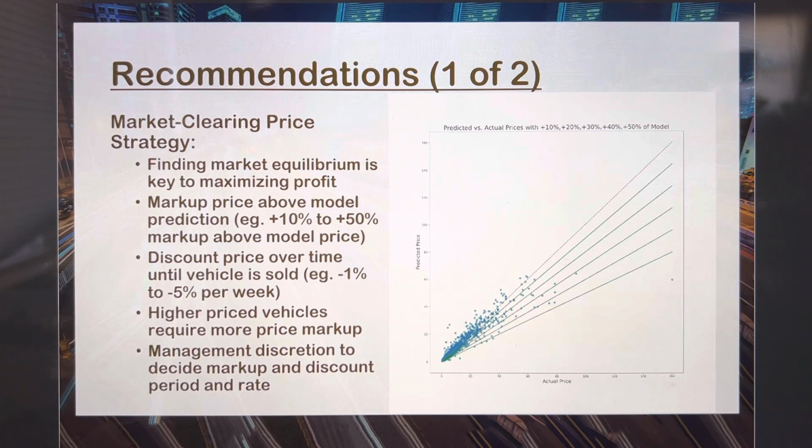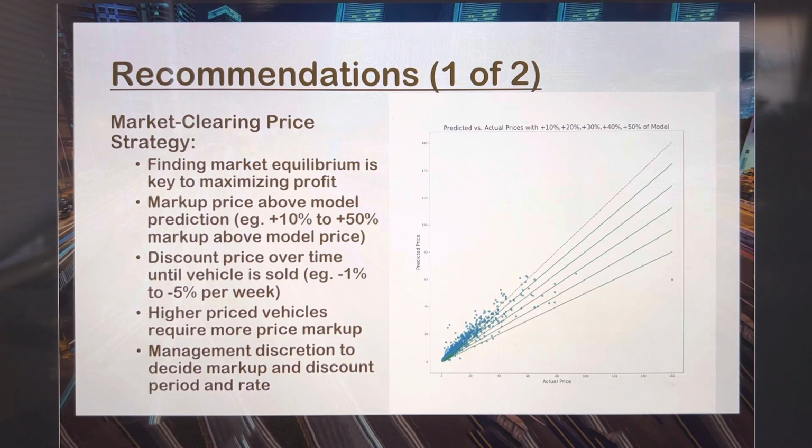This approach would take the model price and then mark up the price of each vehicle anywhere from 10 to 50%, for example. And then you discount that price over time until the vehicle is sold. Say, for example, from 1 to 5% per week, depending how quickly you want that vehicle to sell.